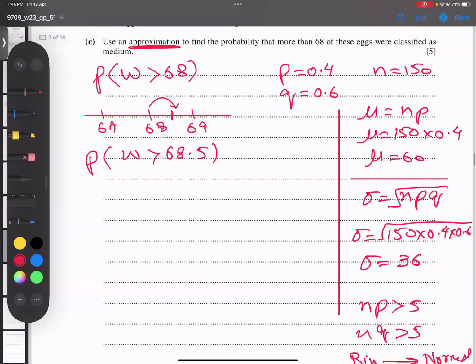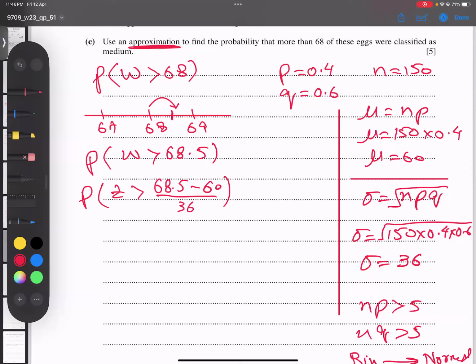And now I can do it. Because this is a normal distribution, and you know it very well, how we can do 68.5 minus mu, the mean, that is 60, and the standard deviation, which is 36. And now you know it very well how we can do this one. So if you check it now, it is coming with us.